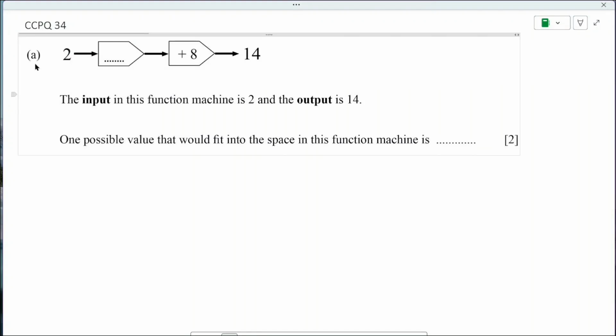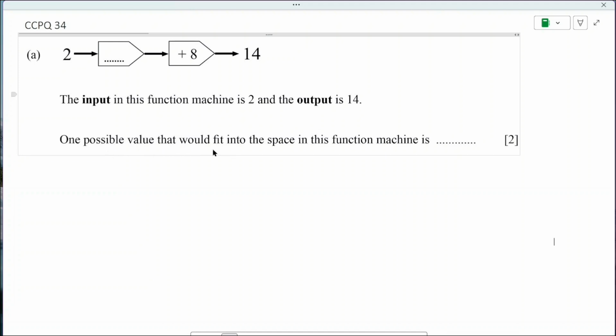Question 34a. This is a function machine. We have 2 as the input. Then we have an empty space. We have plus 8, or add 8, and the output is 14. The input in this function machine is 2 and the output is 14.